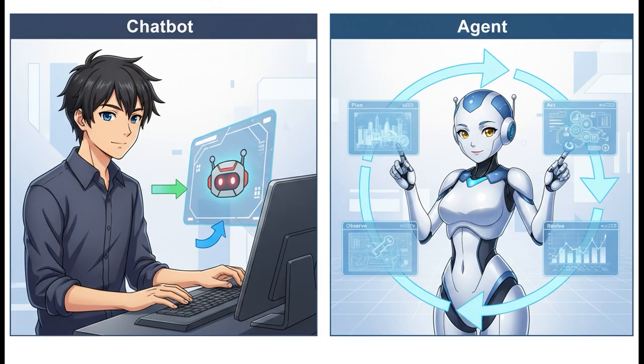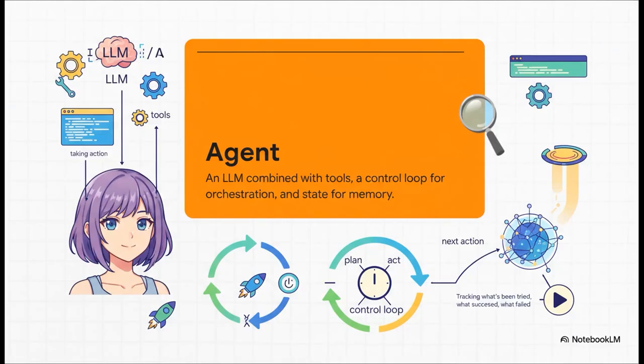It's a huge difference. So what's the magic formula here? Well, it really boils down to these four things. You've got the LLM, which is the brain, doing all the reasoning. You've got tools, which are its hands, letting it actually do stuff like run a script or call an API.